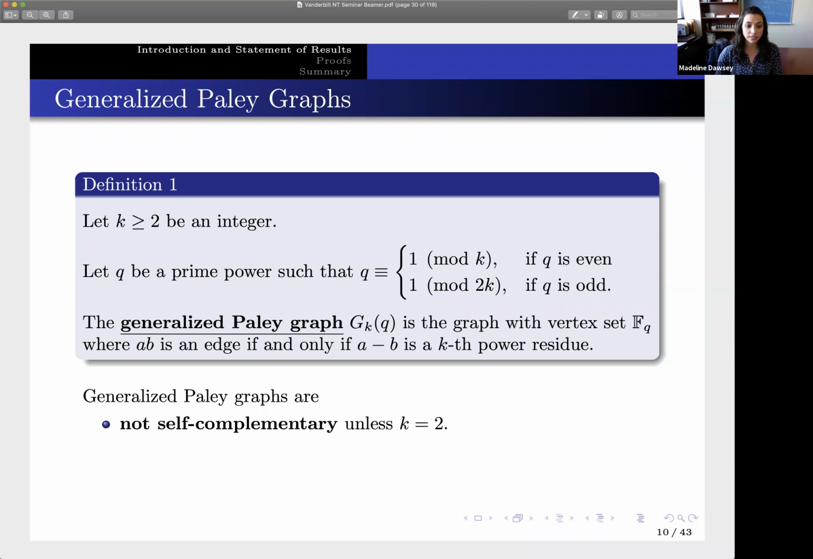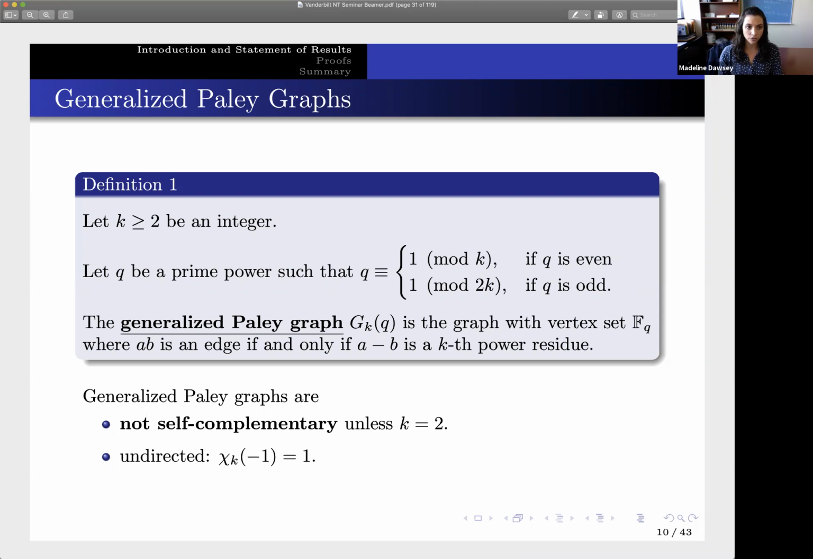Okay, so these guys are not self-complementary anymore unless you have k equals 2, and k equals 2 is the original Paley graph. That basically comes from the fact that you have the same number of quadratic residues as quadratic non-residues. But when you look at higher powers, you're not going to have the same number of kth powers as non-kth powers. So these are not going to be self-complementary, but they're still undirected. That's what this congruence condition tells you. It's like doing the same thing as q congruent to 1 mod 4 before. That's saying that -1 is a kth power mod q.